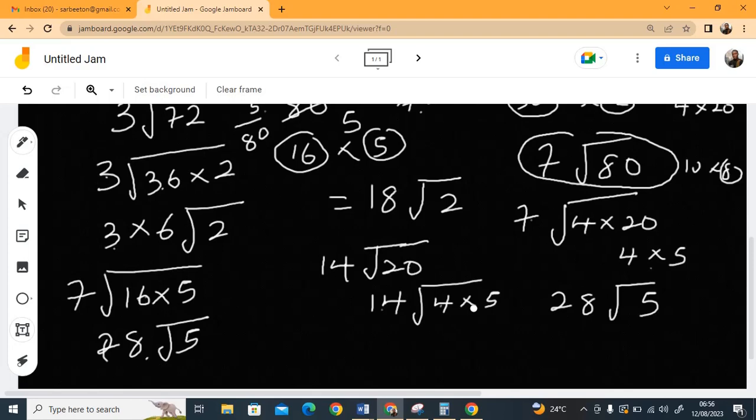So our next class will look at how to convert this basic form back into a single surd. That is what we are going to look at. So let's move on.